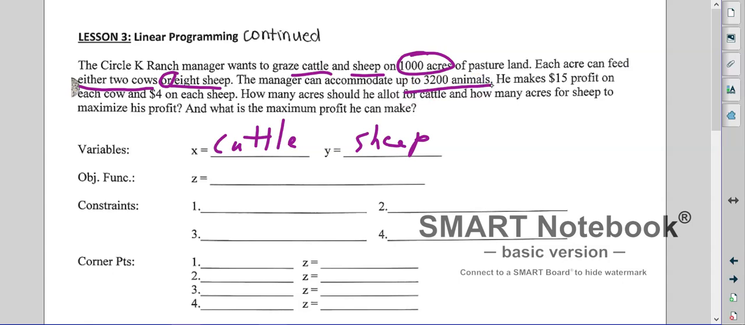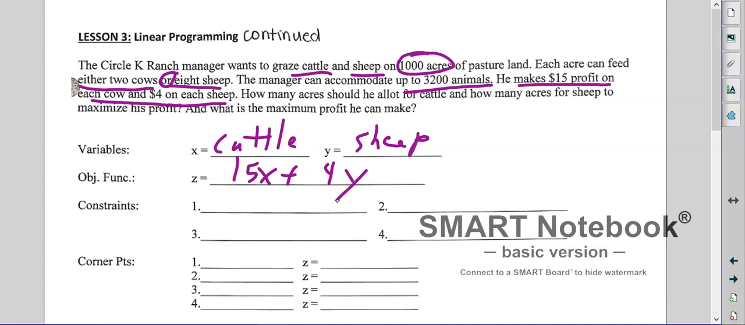Now, remember, we're looking for that profit word. He makes $15 profit on cows and 4 on sheep. So that the profit is our objective function. So Z equals $15 for cows or cattle. So that's 15x plus $4 on sheep. So 4y.